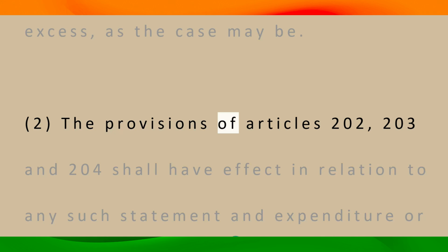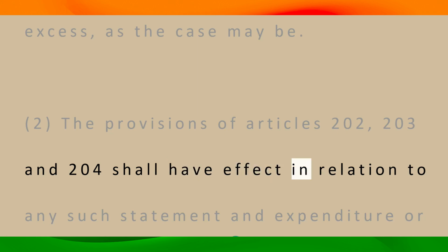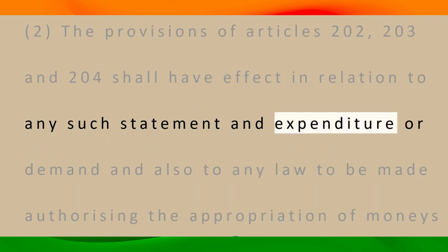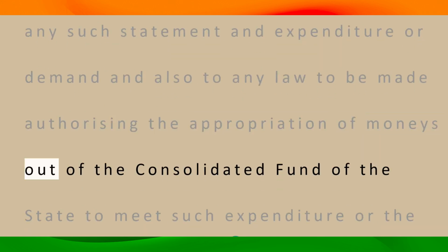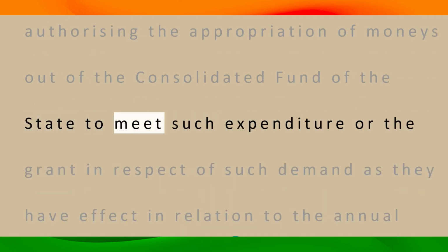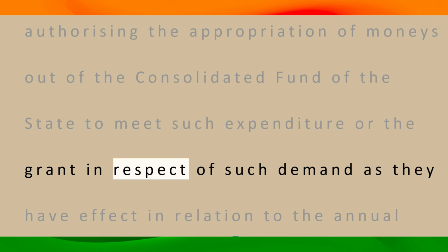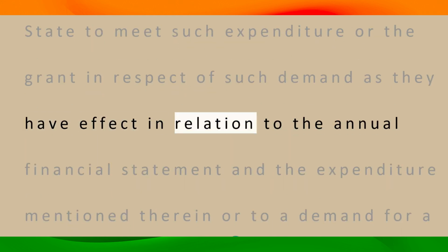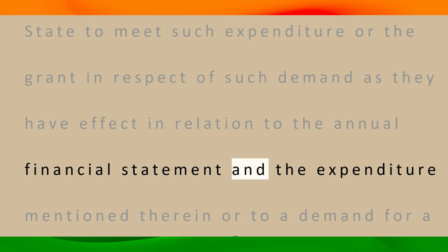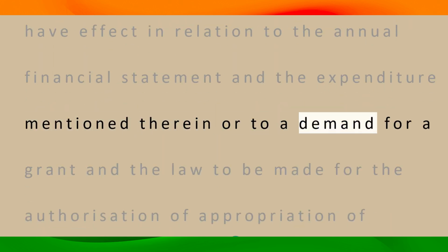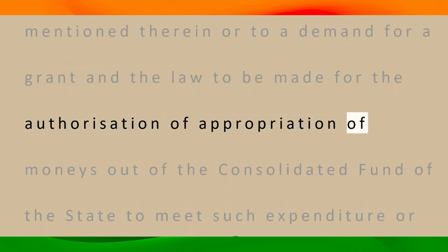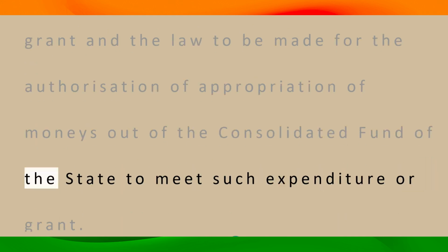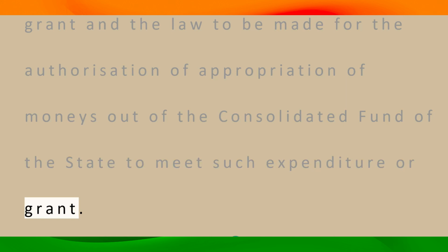2. The provisions of Articles 202, 203 and 204 shall have effect in relation to any such statement and expenditure or demand, and also to any law to be made authorizing the appropriation of monies out of the consolidated fund of the state to meet such expenditure or the grant in respect of such demand as they have effect in relation to the annual financial statement and the expenditure mentioned therein, or to a demand for a grant and the law to be made for the authorization of appropriation of monies out of the consolidated fund of the state to meet such expenditure or grant.